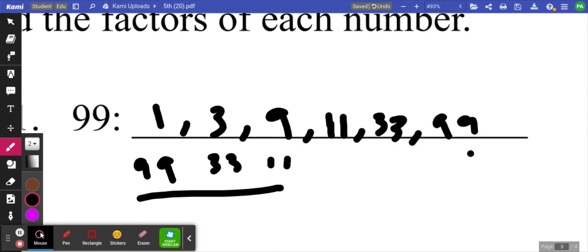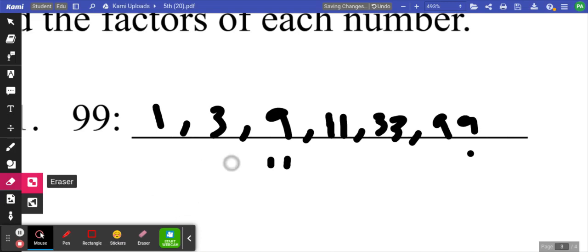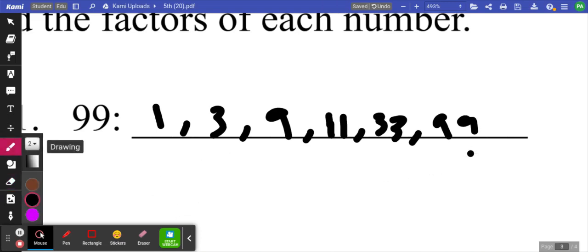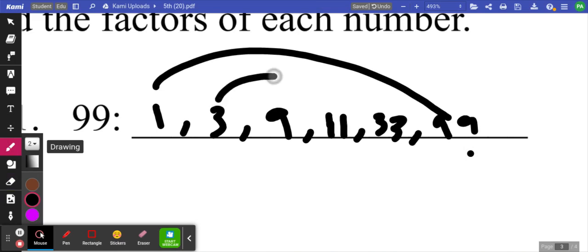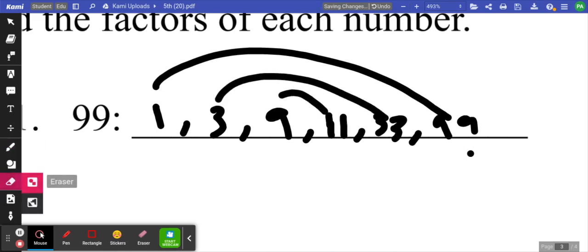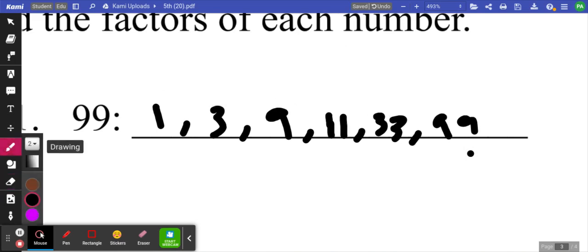And really quickly, I don't know if you noticed, but these numbers kind of connect to each other. So 1 and 99, 3 and 33, and 9 and 11. Of course, that won't be the case 100% of the time, but many times it will be.